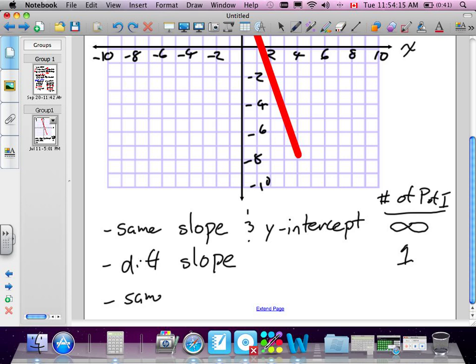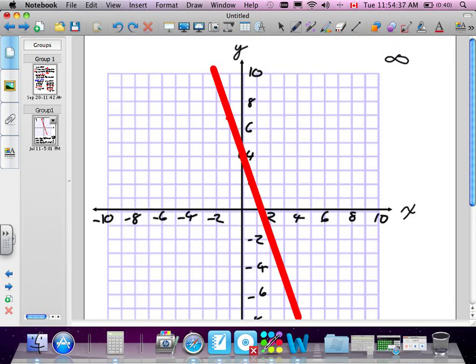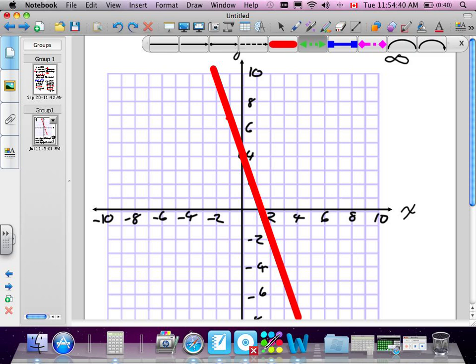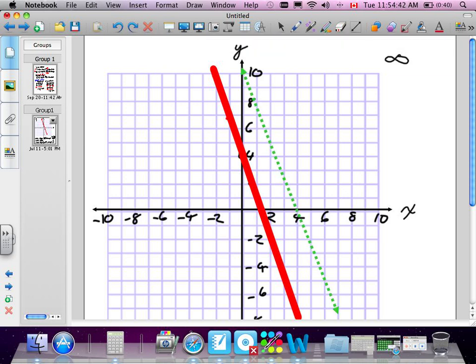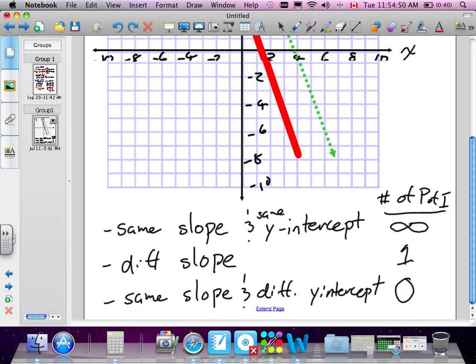And finally, same slope, different y-intercept. How many points of intersection will the same slope, different y-intercepts have? 0. They will never cross each other. So, just an example of that. If I had another slope that was exact same as this, it goes like that. They're constantly beside each other. They'll never intersect. So there are 0 points of intersection between those.